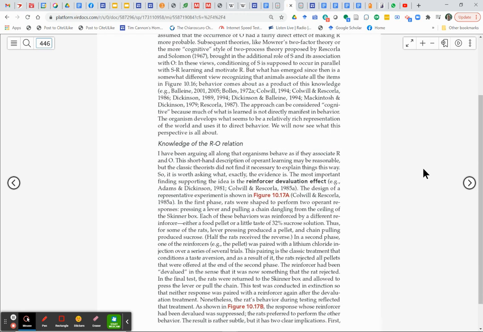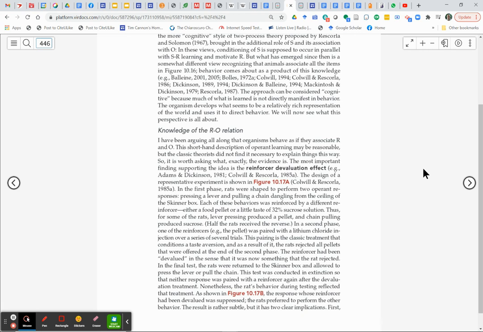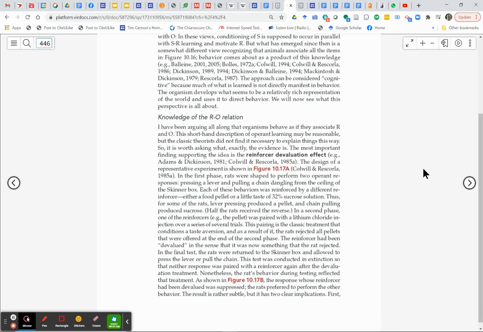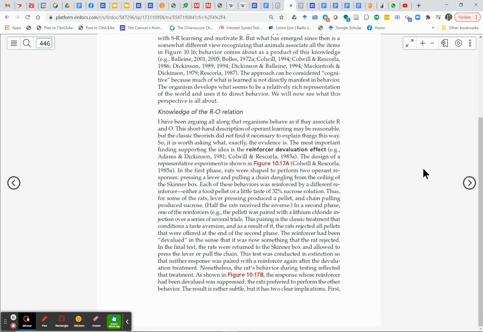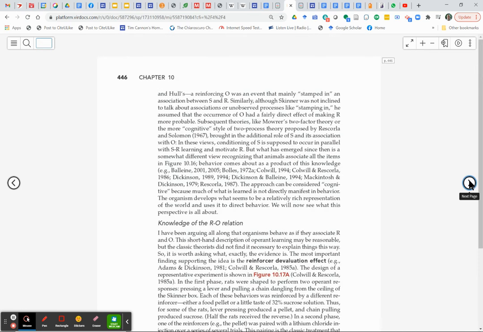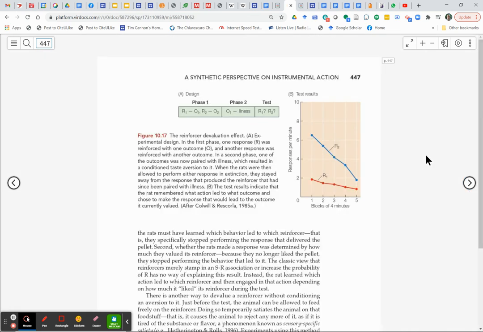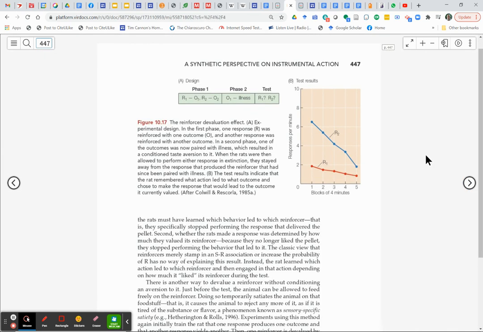Knowledge of the response outcome, reinforcer devaluation, that's been dealt with before. You're working for food pellets or sucrose, and you devalue one and not the other, either by poison avoidance or satiation, and what you expect tends to occur.